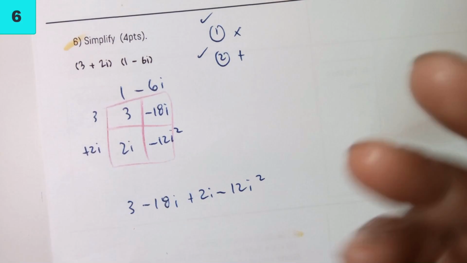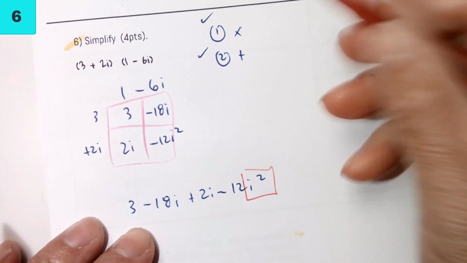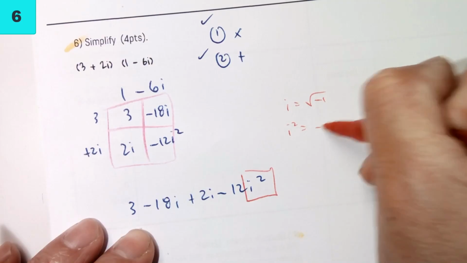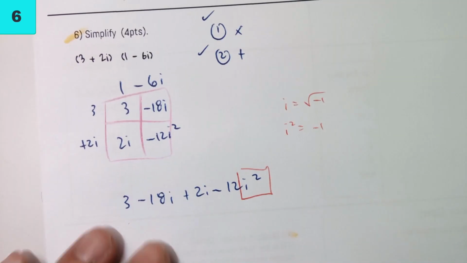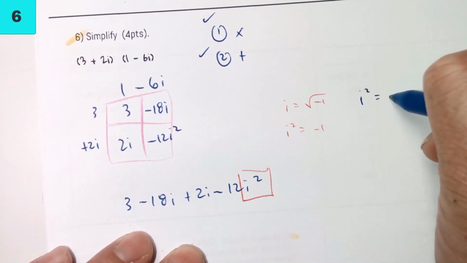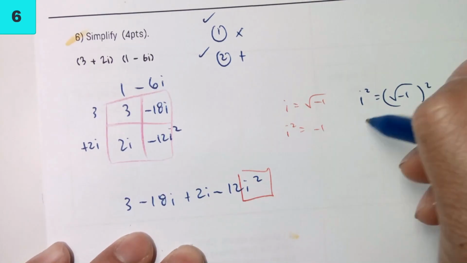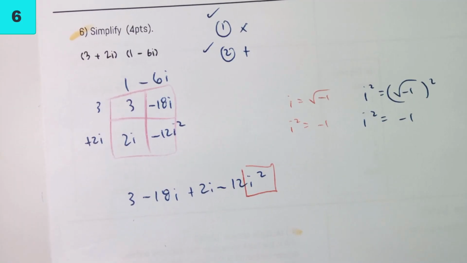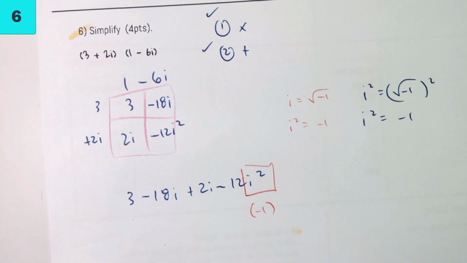Okay, remember there's two definitions we need. i is equal to square root of negative 1 and i squared equals negative 1. Remember, you can always square both sides and you'll get i squared equals negative 1. So that's negative 1.